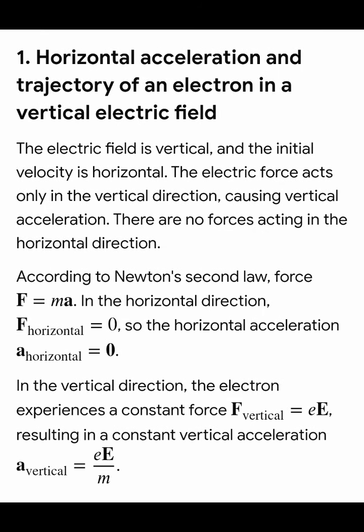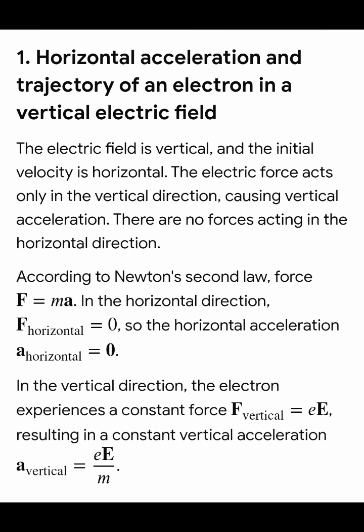Next question is: an electron is ejected with a velocity v horizontally into a vertical electric field E. Assume the mass of the electron as m and charge e. What is the horizontal acceleration and the trajectory in the vertical plane? Here the electric field is vertical and the initial velocity is horizontal. So the electric force acts only in the vertical direction, causing the vertical acceleration. There is no force in the horizontal direction.